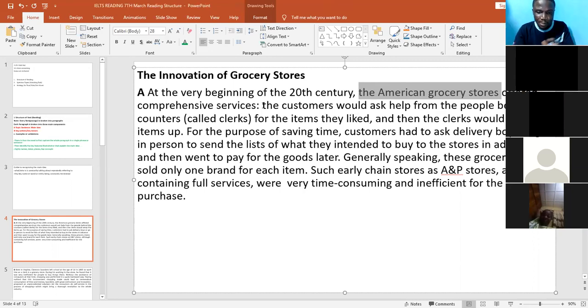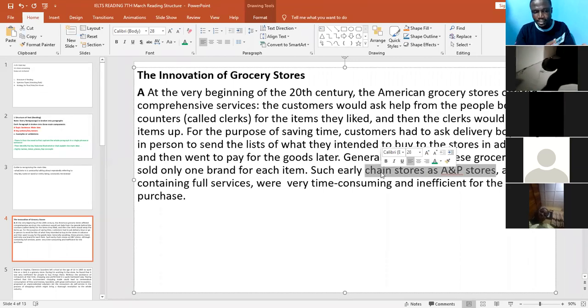For the purpose of saving time, customers had to ask delivery boys to go ahead. Okay, what they sold, that was said. So then it keeps referring to the grocery store at every point in time. Grocery store, grocery store. So the theme there, number one, is that it kept mentioning grocery store. So the main idea is the type of service rendered in American grocery stores. The time, 20th century.